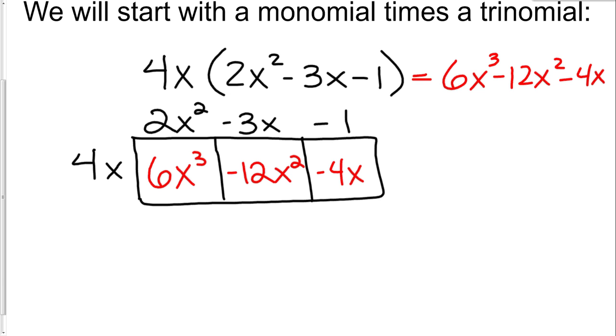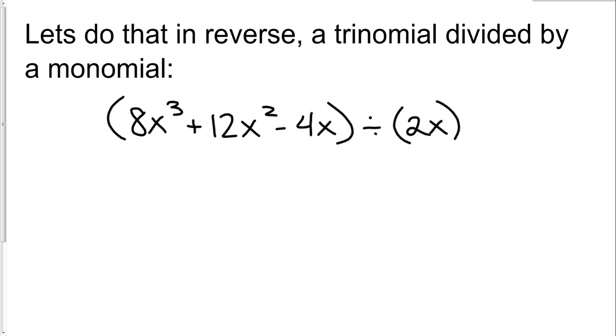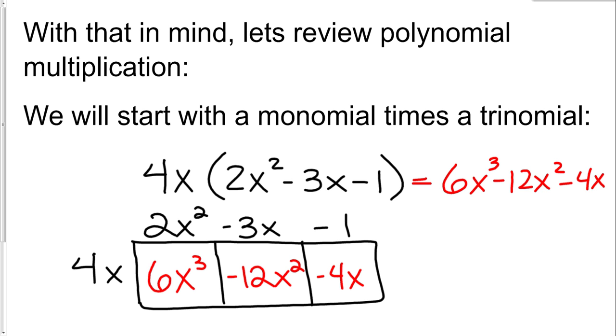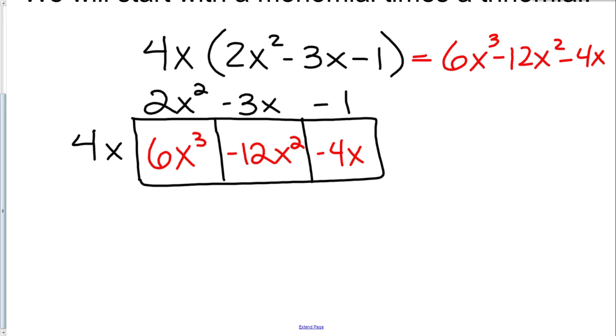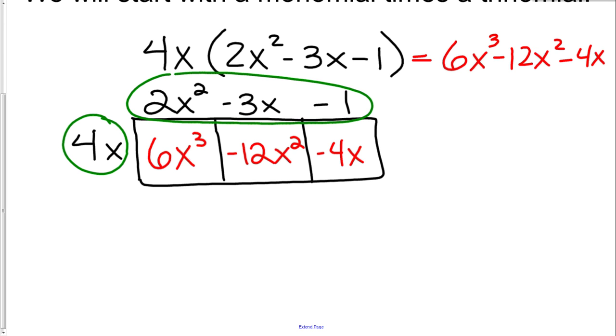So that's a review of multiplication. Let's look at how we would do that in reverse. Actually, let's backtrack for a second, and remember that what we start with goes on the outside. So we started with 4x and the trinomial 2x squared minus 3x minus 1. So what you start with goes on the outside, and the inside is your answer.